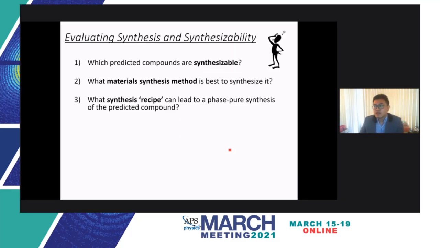So I think that 3 of the really important questions, and Vladan at the beginning of this session also mentioned some of these, 3 of the really important questions when it comes to synthesis and synthesizability are, here's my perspective. Number 1, which predicted compounds are synthesizable? Okay, which compounds that we design in computation can be synthesized?